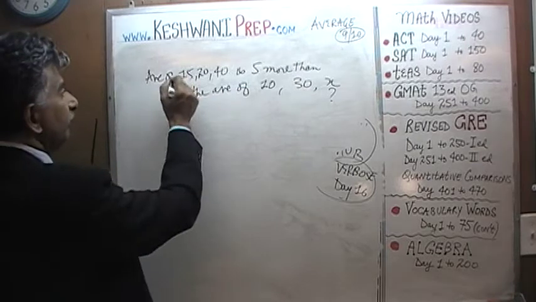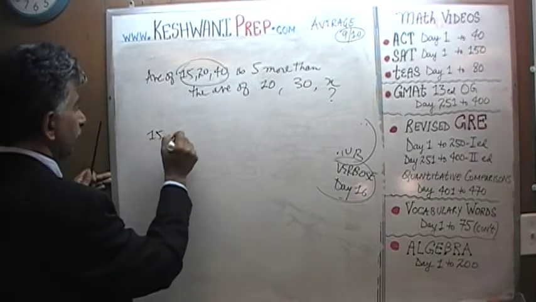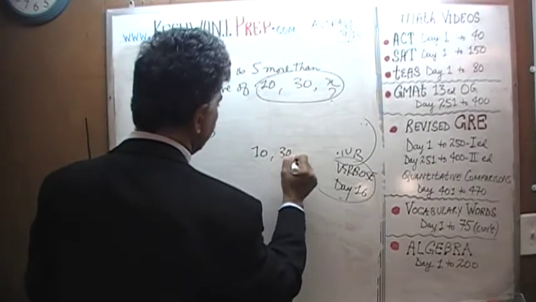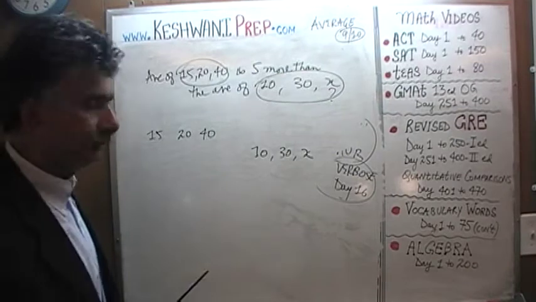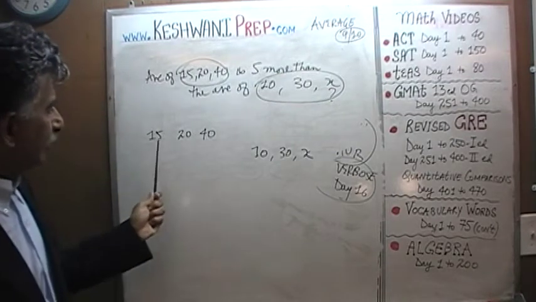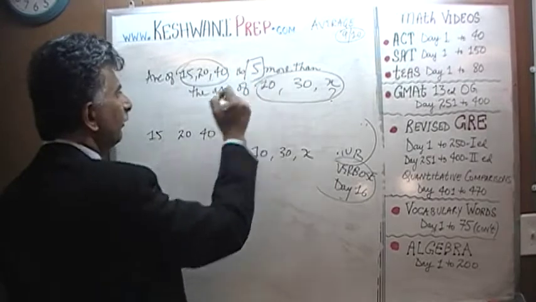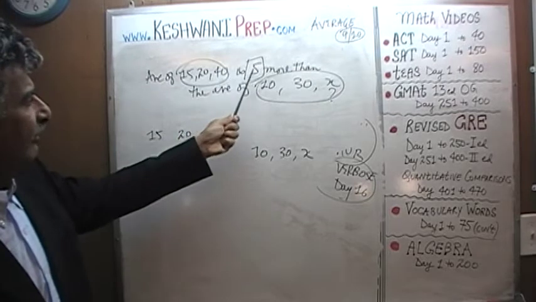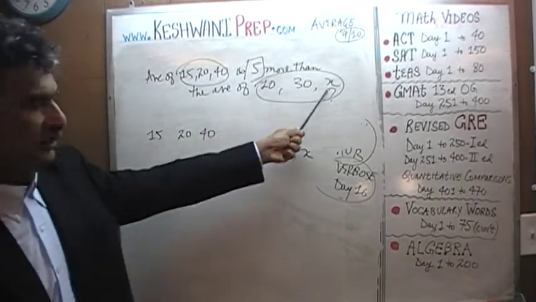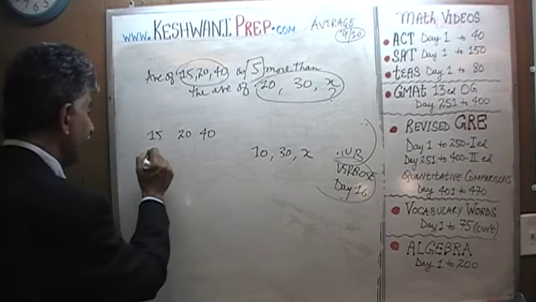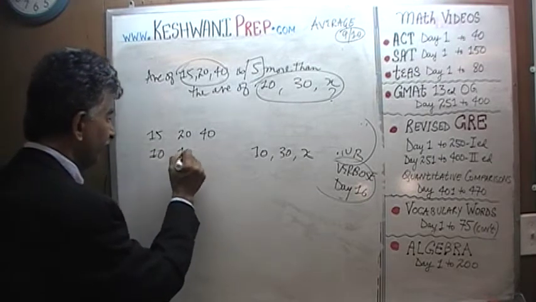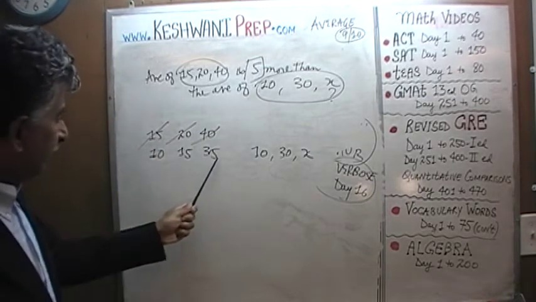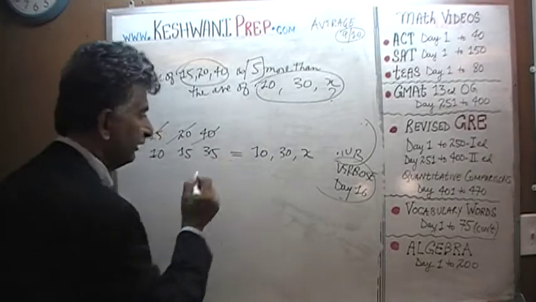Here's what's going on. We have these three numbers here, 15, 20, and 40. And then we have these three numbers, 10, 30, and x. Okay, keep listening. We are told that the average of 15, 20, and 40 is 5 more than the average of 10, 30, and x. Which means that if we were to subtract 5 from each of these numbers, make it 10, make it 15, and make it 35, then the average of these three numbers is exactly equal to the average of these three numbers.